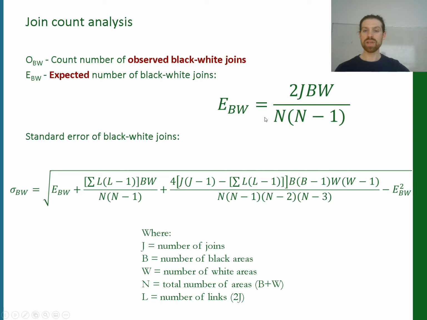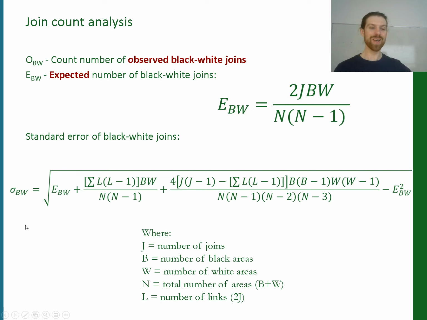So to get the EBW, we can multiply 2 by the number of joins, by the number of black areas, by the number of white areas to get the numerator. And then to get the denominator, it's just the number of samples that we've got multiplied by the number of degrees of freedom of the sample, okay? So that's reasonably okay, nice and straightforward.